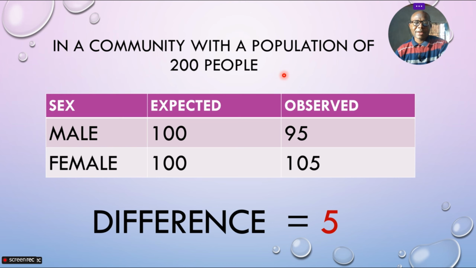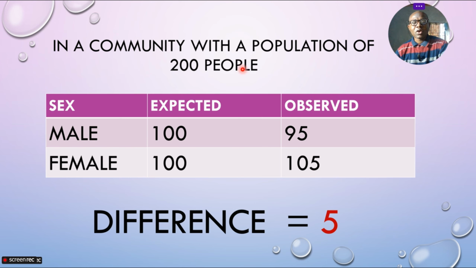So let's see this example. Let's say we conducted a study in a community with a population of 200 people, and then we came up with our contingency table. This is an example of a 2x2 contingency table. We have a column for the expected, another column for the observed.